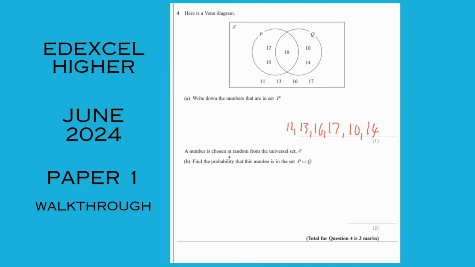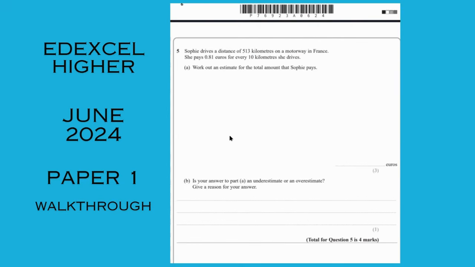But there we go. Find the probability that a number chosen is in P union Q. So the first thing is there are 9 numbers in total, 5 inside the circles, 4 outside. P union Q means both circles together including the overlap. And there are 5 of those. Job done. On to number 5.